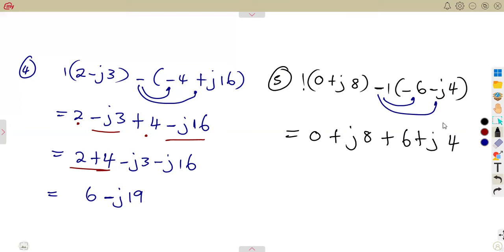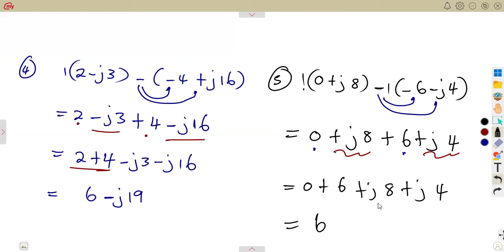Just like that. So you can see the real terms there, the 0 and the 6. Add these real terms, 0 plus 6. The imaginary part of the j, the j8 and the j4. So this is plus j8 plus j4. So that's it. 0 plus 6, that's 6. We are adding. There's already a plus there, so just add the numbers. 8 plus 4, that's 12. But there is a j, so that's j12. A positive.